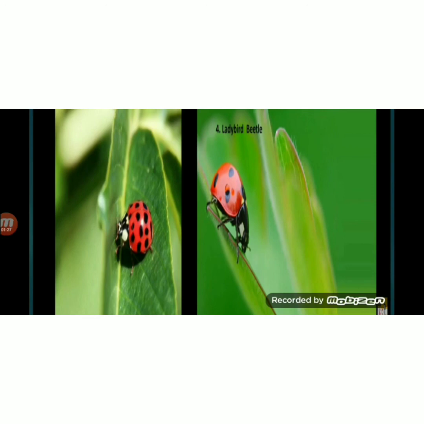We get lac from lac insect, and lac is used in paints, varnishes, printing ink and for making bangles and many other things. And last is ladybird. Ladybird eats a large number of pests that are harmful for plants. So now we know about different types of insects that are useful for us.